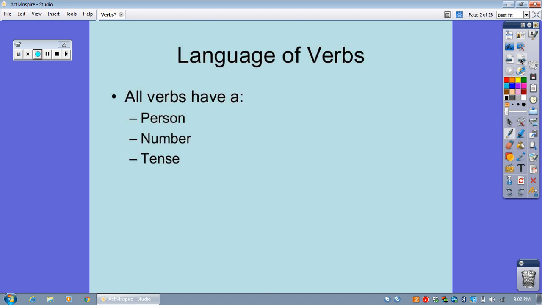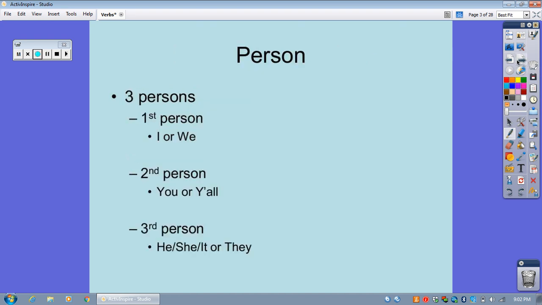So when we're talking about verbs in English or Latin or any language, all verbs have these three characteristics, among others: person, number, and tense. So let's break apart each one, because I'm going to be using these terms in class quite a bit, and you need to know what they are. So what is meant by person? Well, a person is simply who's doing the action of the verb.